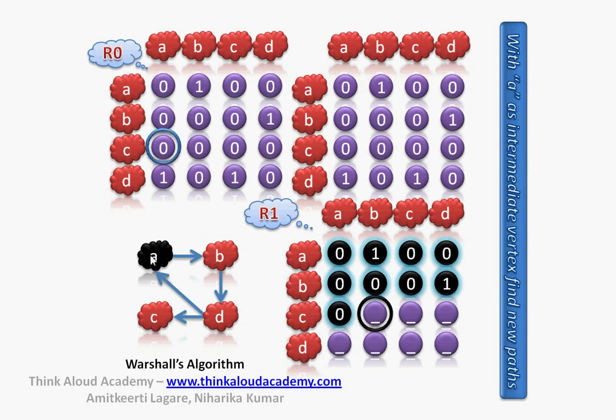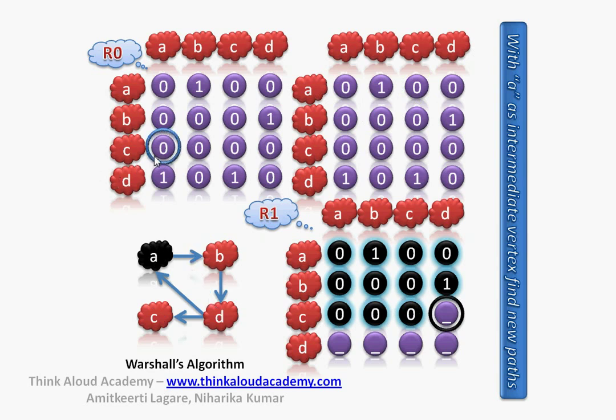To go from C to A, I have to go first from C to A, then A to A. So C to A is 0 and A to A is also 0, so I cannot go from C to A via A. So can I go from C to B via A? That is also not possible because C to A there is no path, though A to B there is a path. So C to A is 0, A to B is 1, which really does not make a difference. So this value becomes a 0.